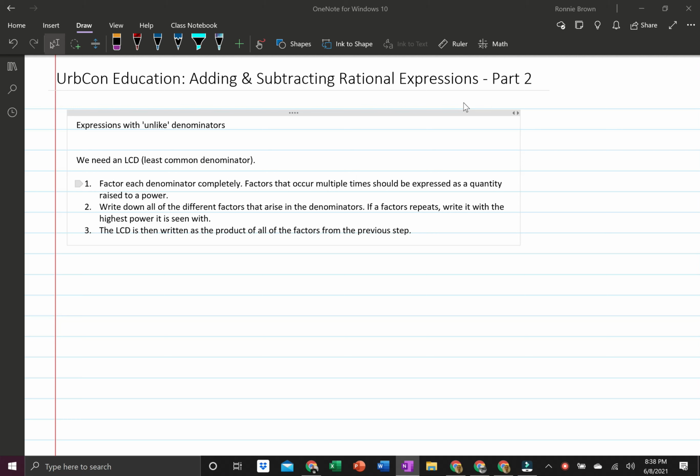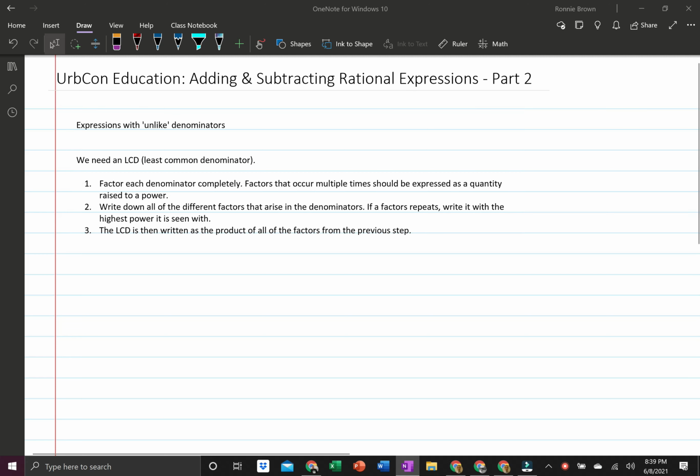Alright, in this mini lecture we're going to add and subtract rational expressions. This is part 2 because in part 1 the expressions had like denominators. However, in this part our expressions will have unlike denominators. So if you think back to elementary and middle school when you added and subtracted fractions and they had unlike denominators, you had to find what's called the LCD. So we do the same thing here.